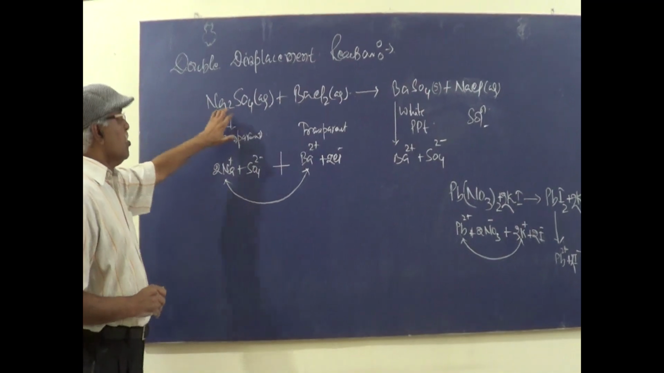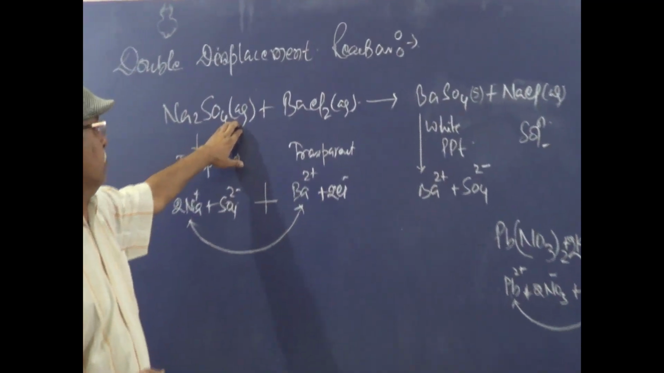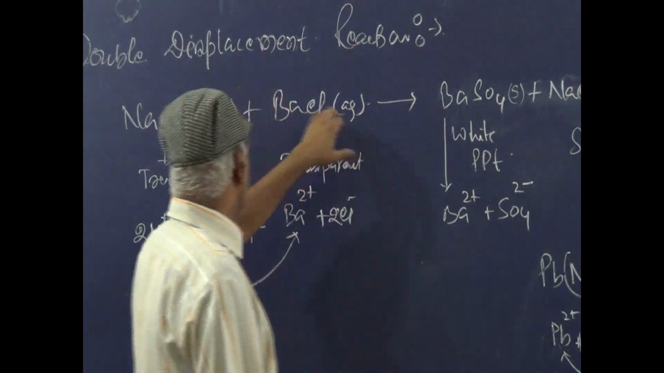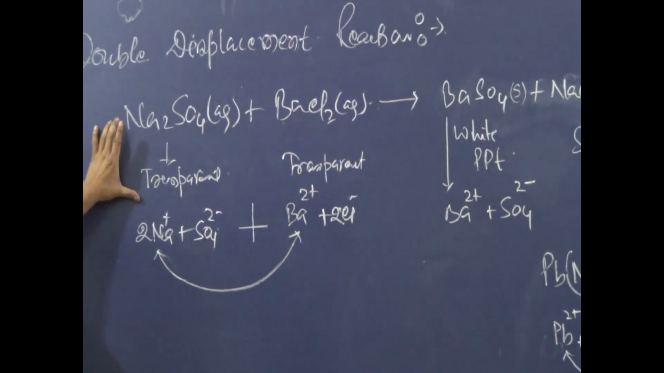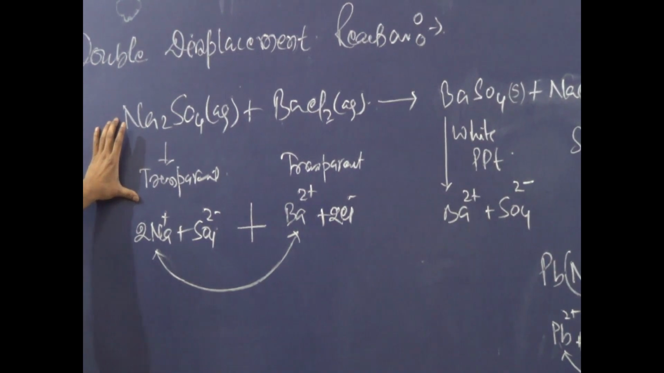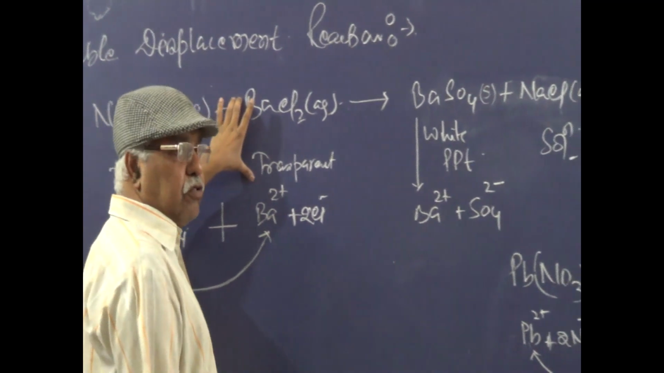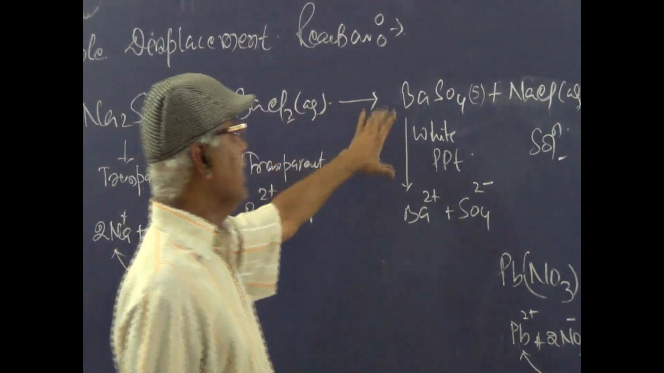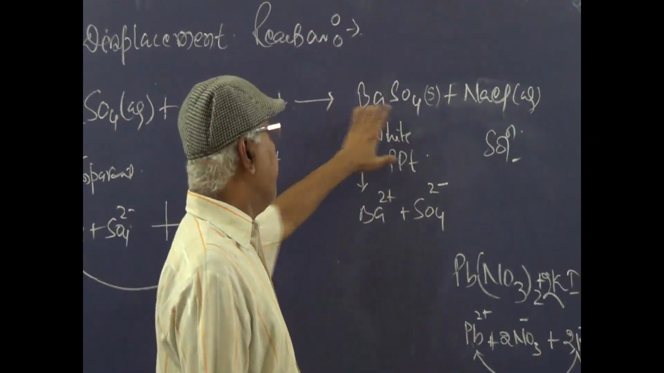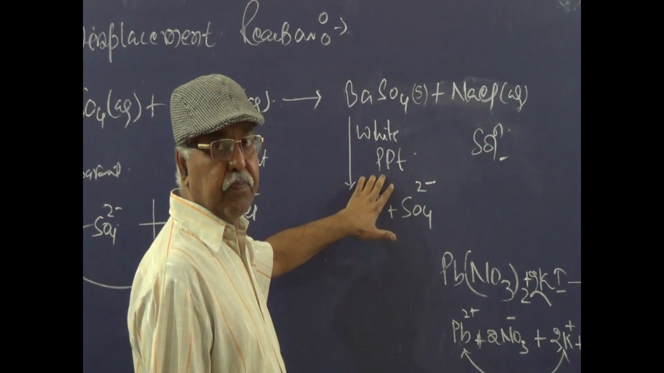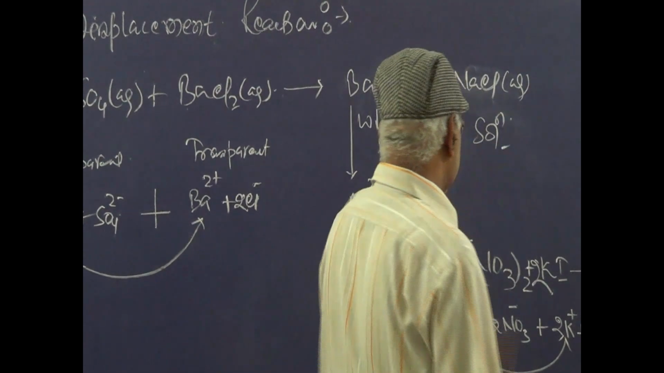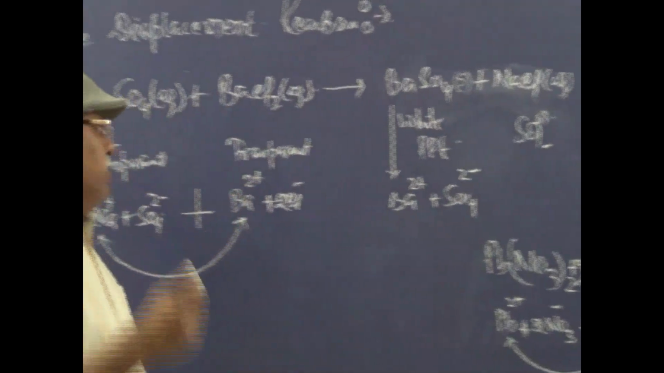Now pay attention here. Aqueous solution of sodium sulfate and barium chloride, also an aqueous solution. Both are completely transparent and look like water. We have added the water, and barium chloride also is a transparent solution. After the reaction you will see that a white precipitate of barium sulfate is obtained and aqueous solution of sodium chloride. You will get it. This activity I will explain to you.